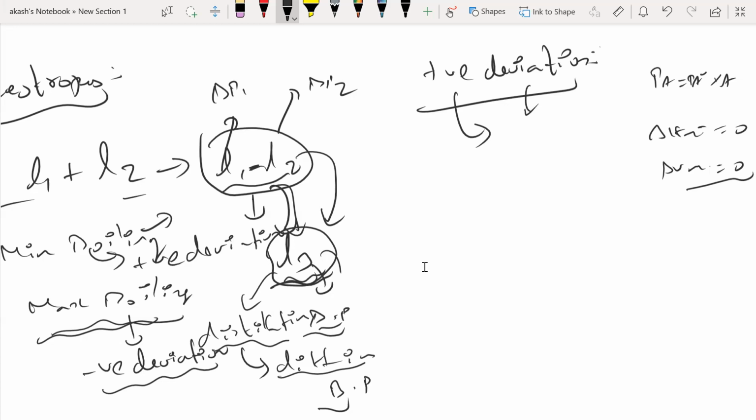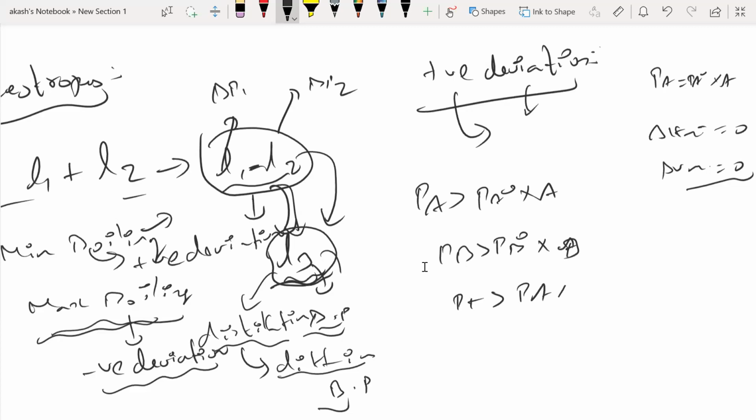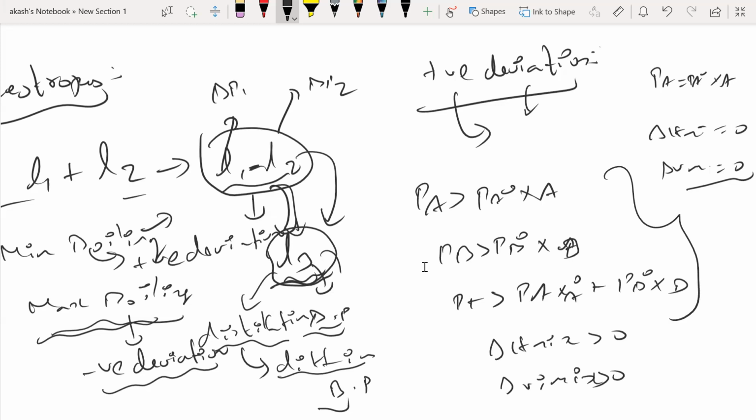So for positive deviation, PA should be greater than PA naught XA. Everything has a greater than sign. PB is greater than PB naught XB. P total is greater than PA naught XA plus PB naught XB. Del H mix is greater than zero. Del V mix is greater than zero. So these are all the conditions for a solution to show positive deviation from Raoult's law.